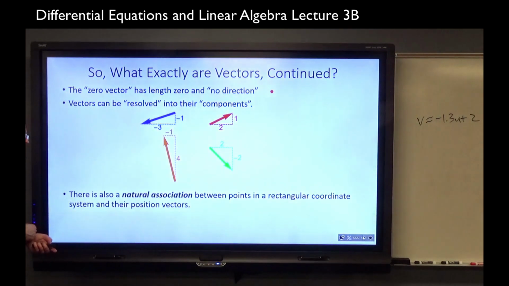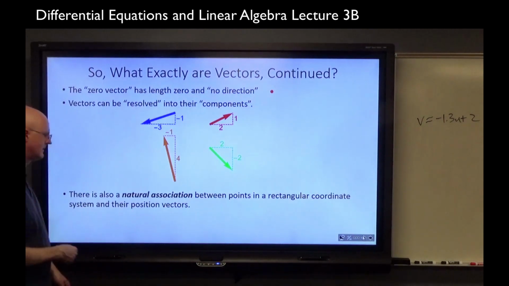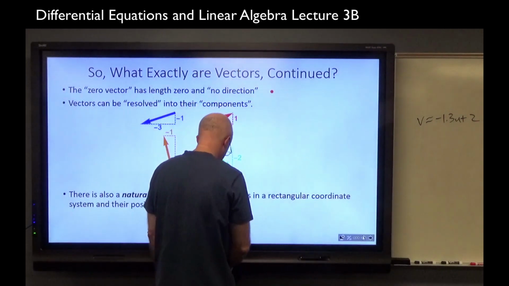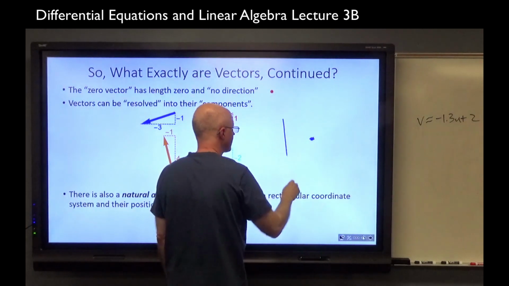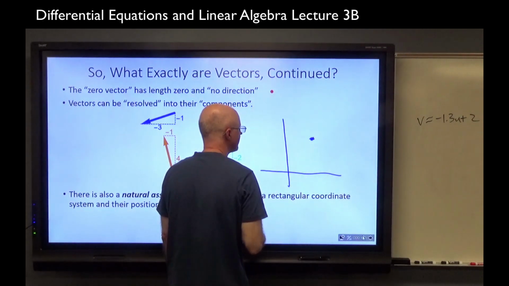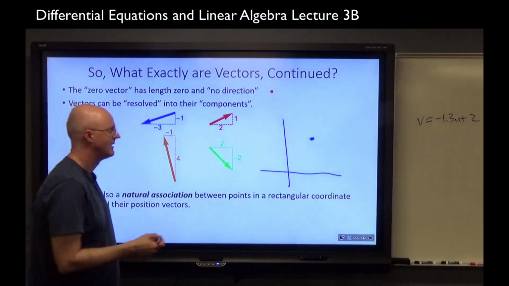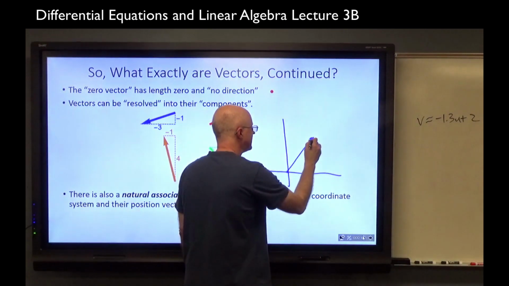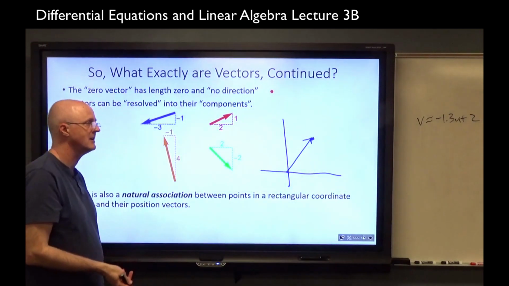There's also a natural association between points in a rectangular coordinate system and their position vectors. I got a point here, make it blue, and that's a single point. Got a coordinate system, rectangular coordinates. What's its position vector? It's always with respect to the origin. The origin's right there. Draw an arrow starting at the origin, ending at this point. That's its natural associated position vector.